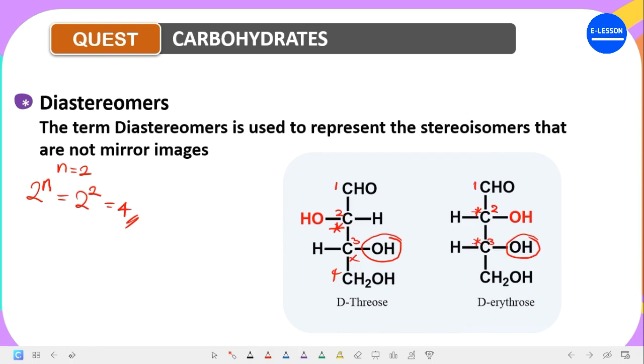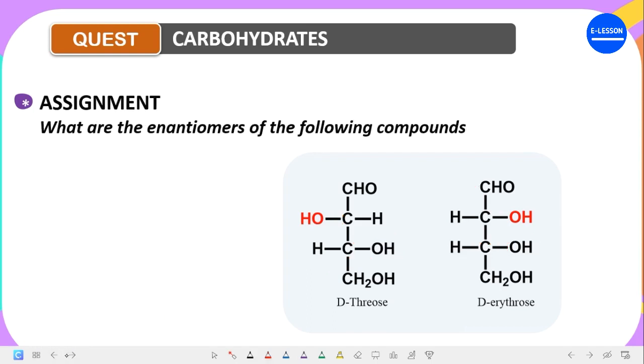I will also talk about diastereomers. We said this is a term that is used to represent the stereoisomers that are not mirror images. Example is D-threose and what? D-erythrose. Now you are going to do an assignment for me. It's a very simple assignment. The assignment says, what are the enantiomers of the following compound?